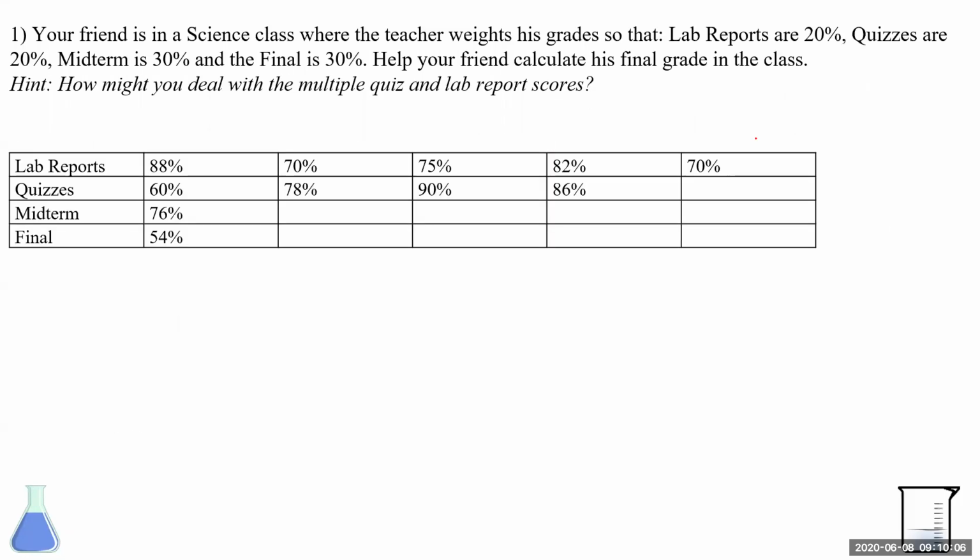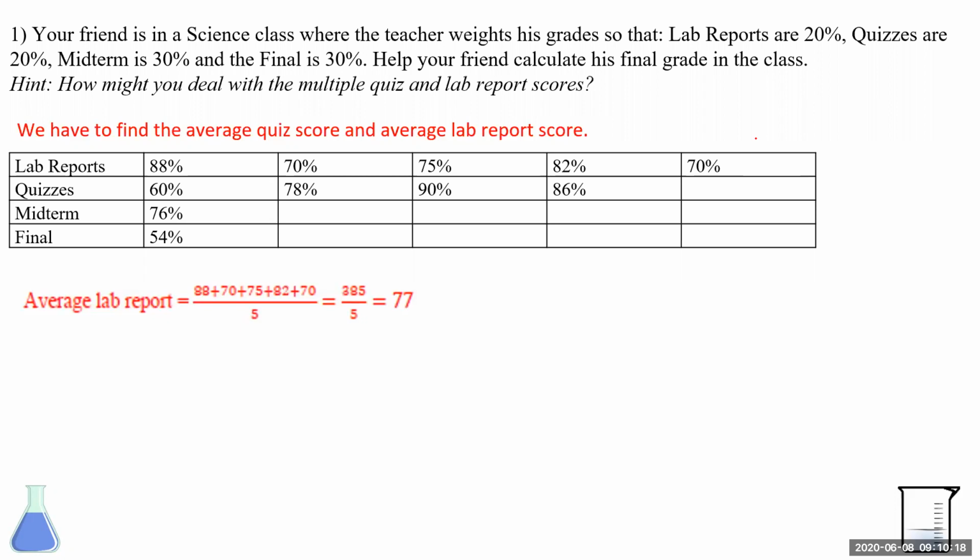And this is very simple. So this is the report. Now, we have to find the average quiz score and the average lab score. What this means is that you have to put all the lab works together and divide by the number of lab works, which is 5. And that gives you the average for the lab report. And you have to find the average for quiz. This is to help you get a single score for lab and quiz, just to match the midterm and the final.